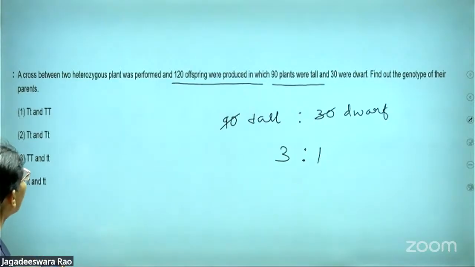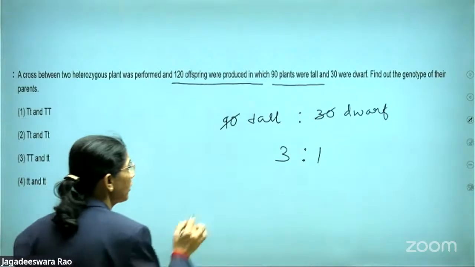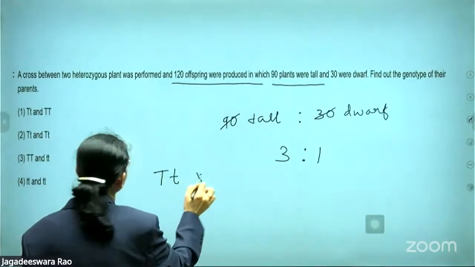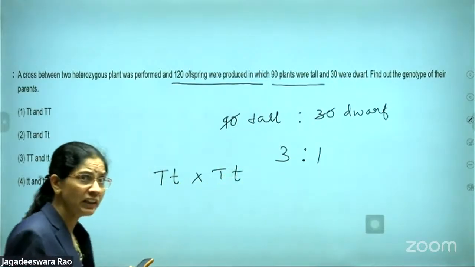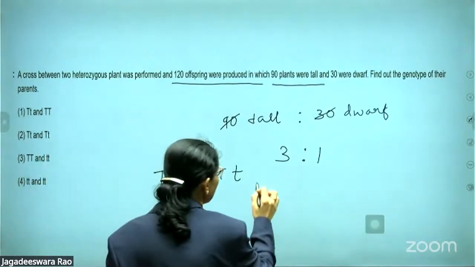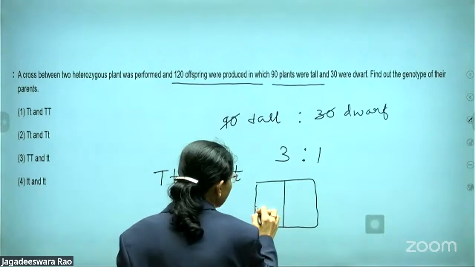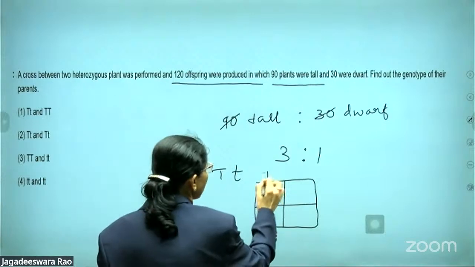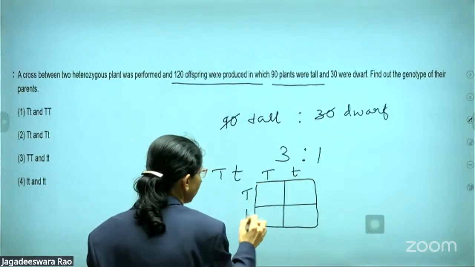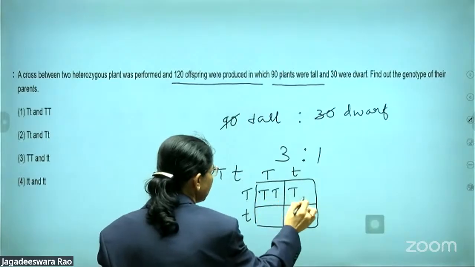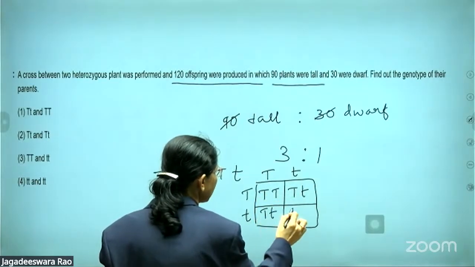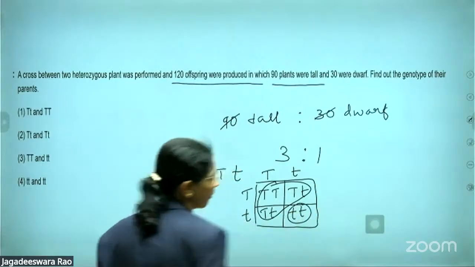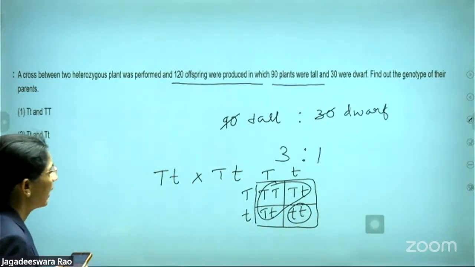A cross between two heterozygous plants. You know very well we are talking about the F2 generation, right? So capital T small t crossed with capital T small t, this is the heterozygous condition. Let us use the Punnett square to predict the probability of the genotype of the F2 generation. So capital T small t, capital T small t, here capital T capital T, capital T small t, then capital T small t, small t small t. Can you see? 3 are tall and 1 is dwarf, right? So 3 dominant and 1 recessive.